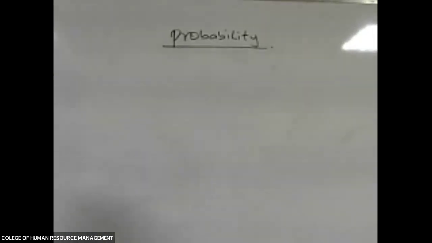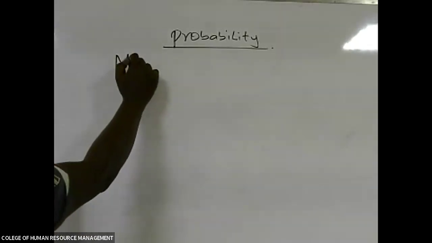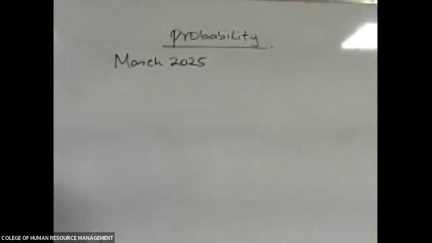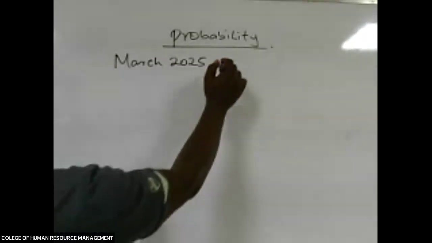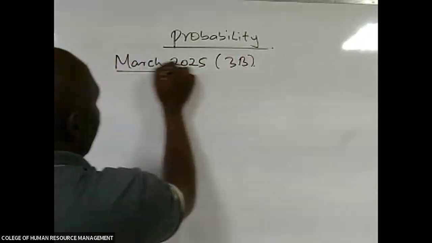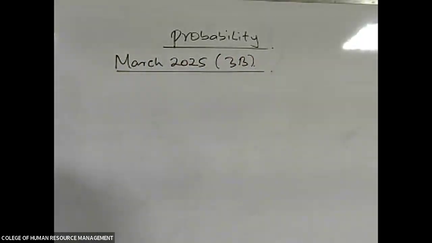We shall start with the question that I shared today, which is the question for the March 2025 series. In the March 2025 series, the question on probability was question 3B. Quantitative techniques, March 2025, was talking about probability.